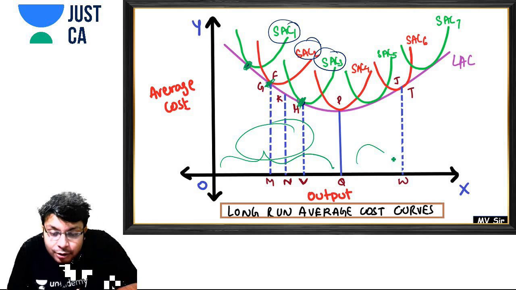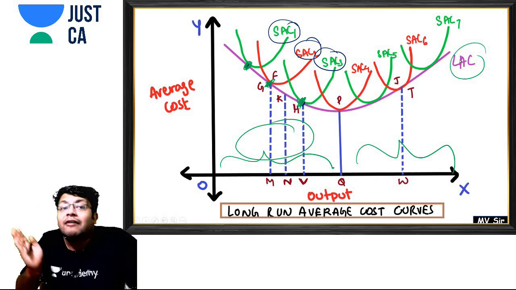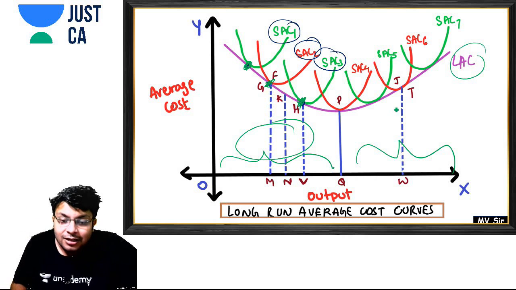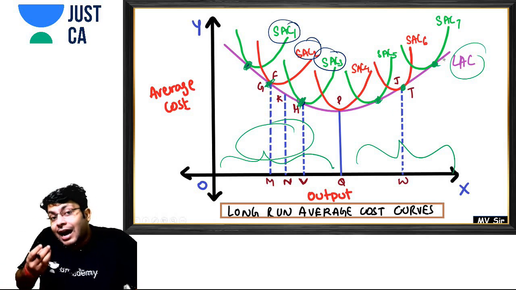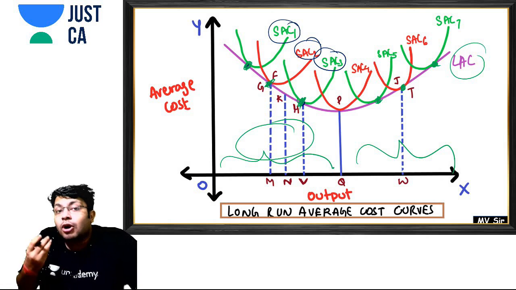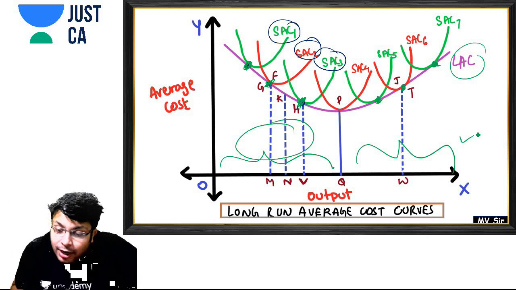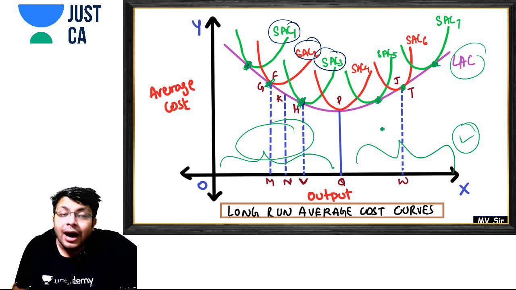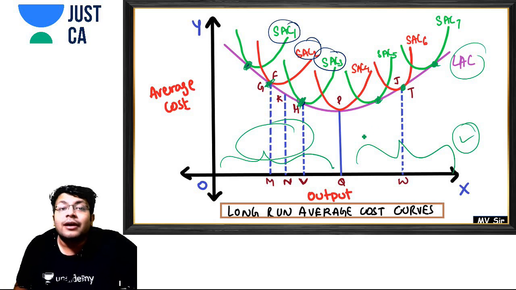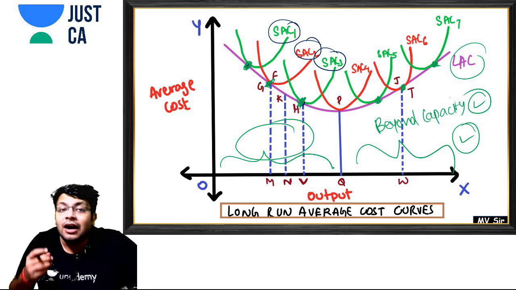Then if I choose to produce over here, what will happen? Here my long run average cost curve is tangent to the short run average cost curve on the rising portions. So these are the rising portions of the short run average cost curves. When I am producing on the rising portion of the short run average cost curve, what does it mean? If I choose to produce over here, I'll use my factory beyond capacity. So if I'm using my factory beyond capacity, again my cost will be more.